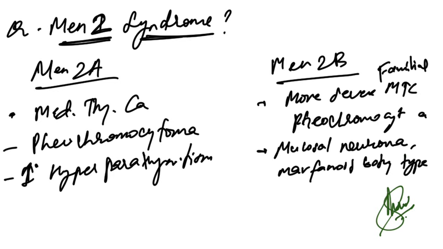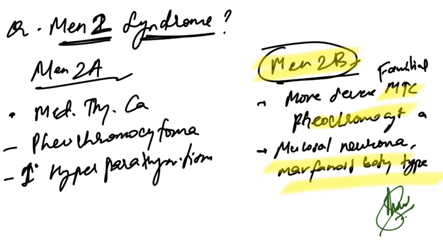MEN 2 syndrome was asked, but you have not told whether MEN 2A or MEN 2B. Mostly MEN 2B has been asked. That is familial medullary thyroid carcinoma, pheochromocytoma, mucosal neuroma, and Marfanoid body type. These all are the options, and Marfanoid body type is seen in MEN 2B. In MEN 2A, medullary thyroid carcinoma, pheochromocytoma, and primary hyperparathyroidism are seen. So which of the following was asked? Can you just confirm in the comments?